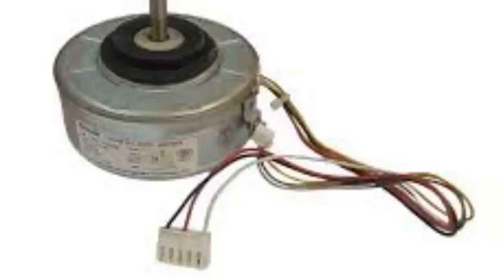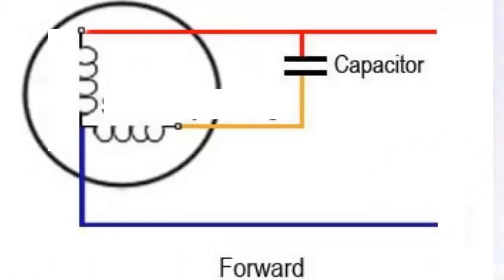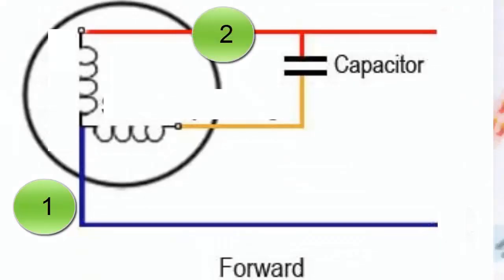Their start and operation require a capacitor. Basic control is done through relays. They use 3 wires of the same thickness. One connects to the common pin of the internal coils, another to one of the coils, and the third to the capacitor. Their most common failures occur in the capacitor, relay, and bearings.